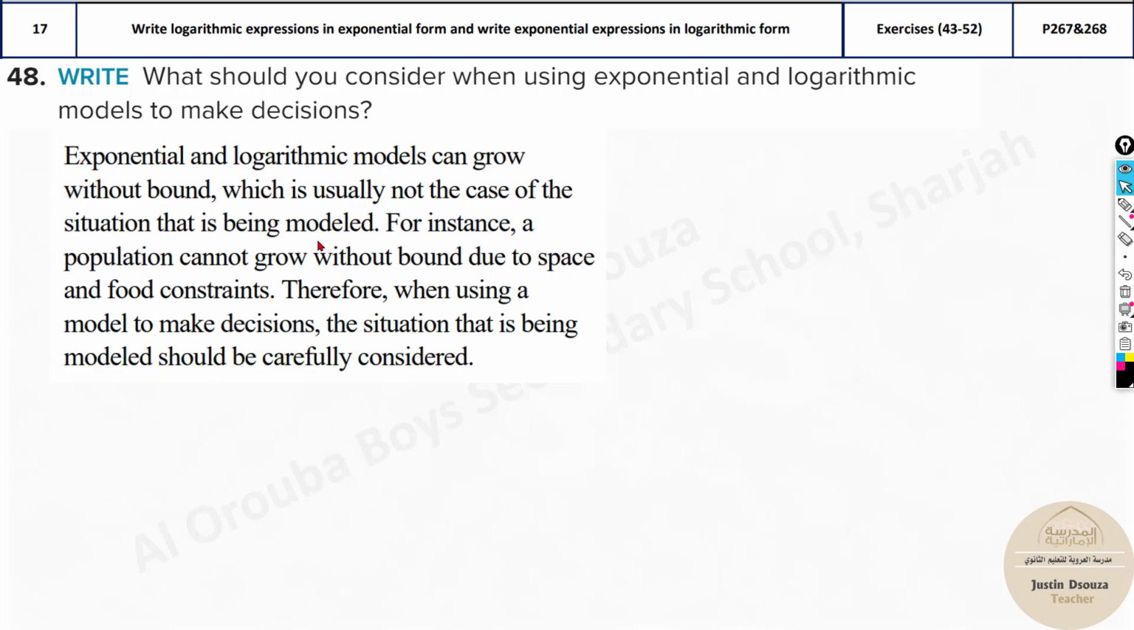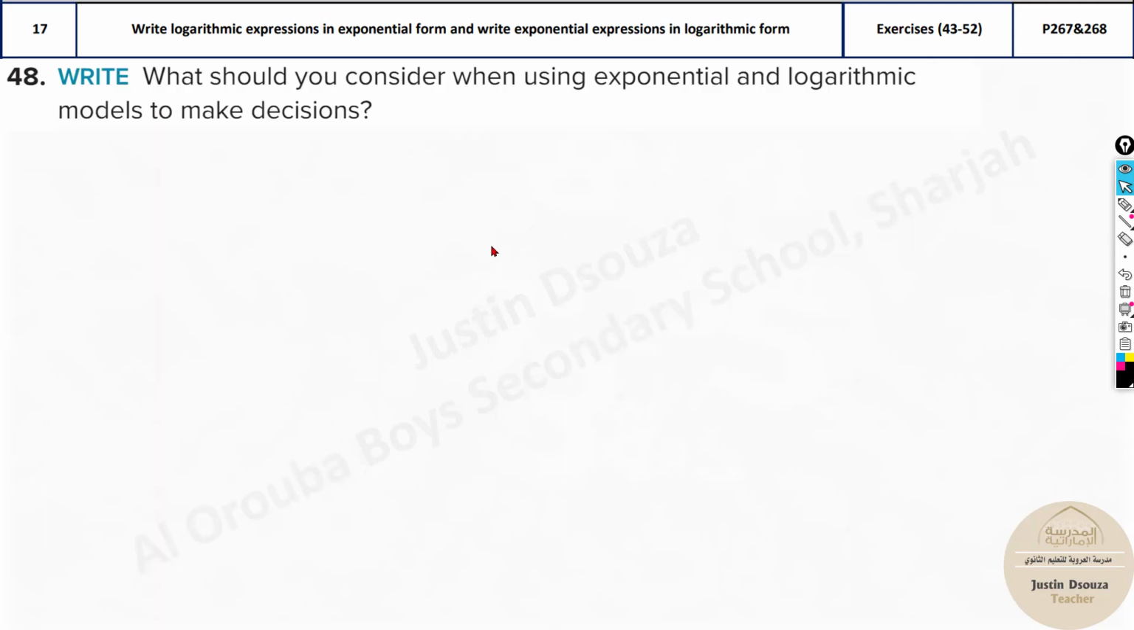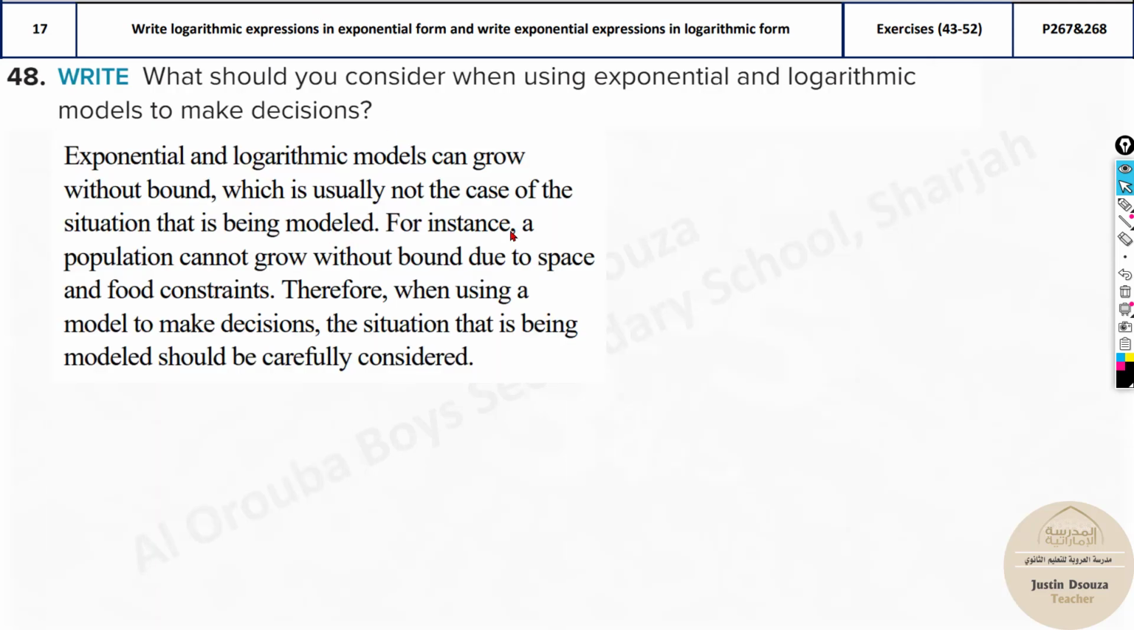Now, that models, if you are graphing like this, it'll just give you a model after so many years, it'll just keep on growing. It doesn't stop, it goes to infinity. But in reality, what happens? Say for example, there is a food constraint or there is no space, then population cannot grow. So these are the things.